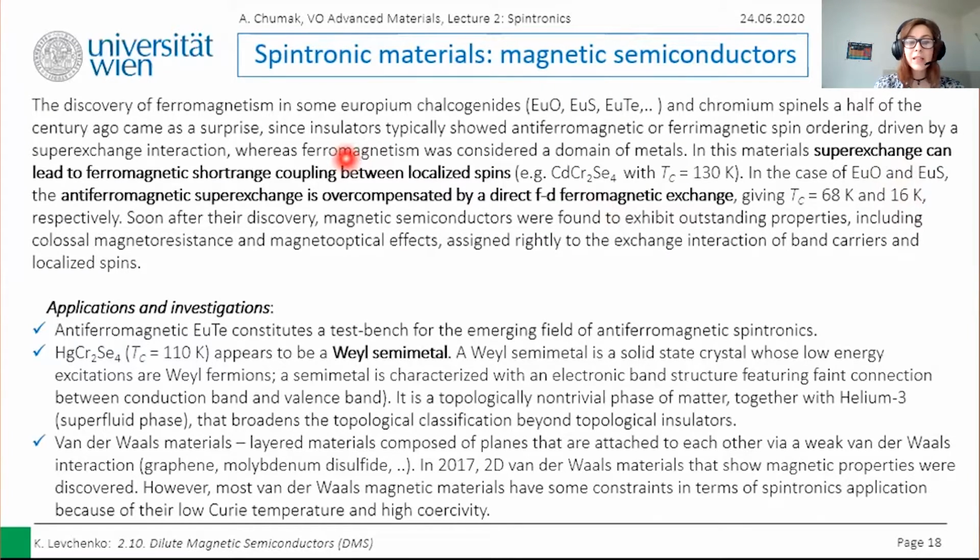And after this discovery, magnetic semiconductors were investigated more intensively, and a lot of interesting effects like colossal magnetoresistance and magneto-optical effects were discovered and rightly assigned to the exchange interaction of the band carriers and the localized spins. So what are the applications of these rather exotic materials? For example, most of the materials are antiferromagnets. They could be good candidates for antiferromagnetic spintronics, a newly emerged field which takes advantage of something that was considered a shortcoming for a long time.